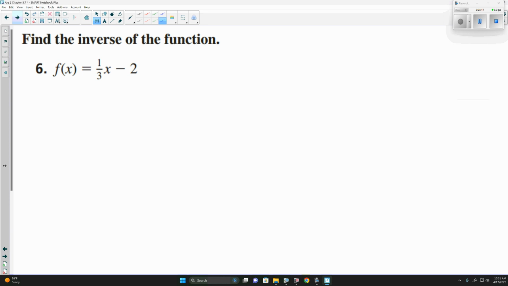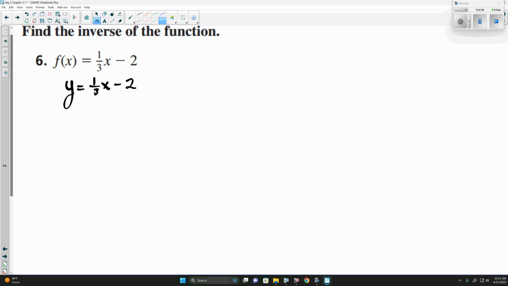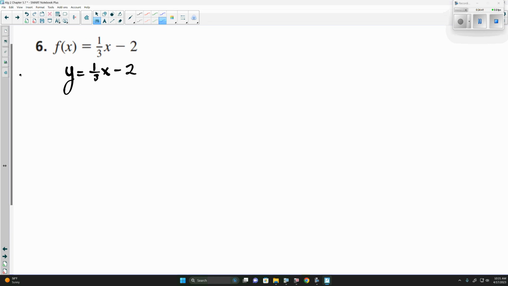Let's look at the next one here. I think we're starting to get the hang of this, yes? There's only one other thing we're going to add to it. Here, f of x equals 1/3 x minus 2. First step, replace f of x with y. Then our next step is to switch x and y.